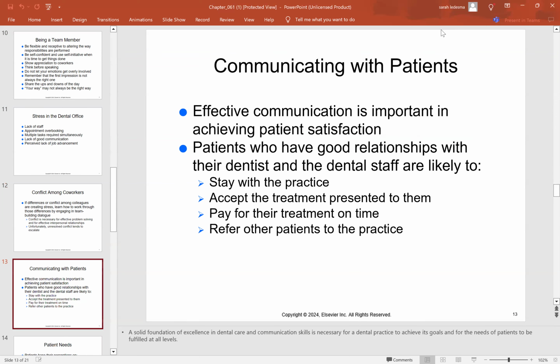Communicating with patients. Effective communication is important in achieving patient satisfaction. Patients who have good relationships with their dentist and their dental staff are likely to stay with the practice. They're likely to accept treatment and pay for treatment, and also more likely to invite their friends and family to come to the practice.